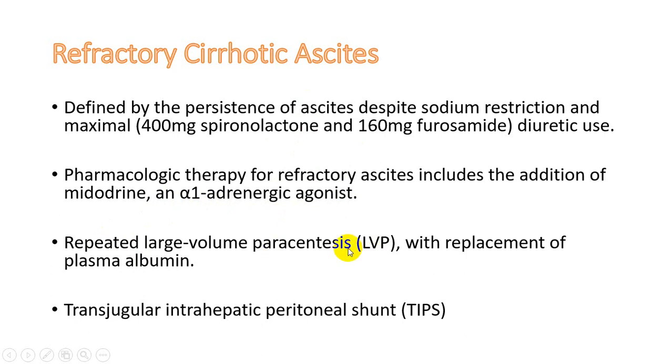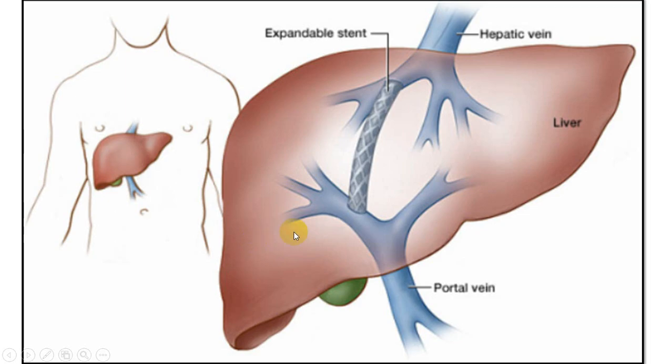We ask the patient for frequent visits, and we aspirate therapeutic amounts of ascitic fluid, but with replacement of plasma albumin with each aspiration. If the patient does not or refuses frequent visits to the hospital, next is transjugular intrahepatic shunt.